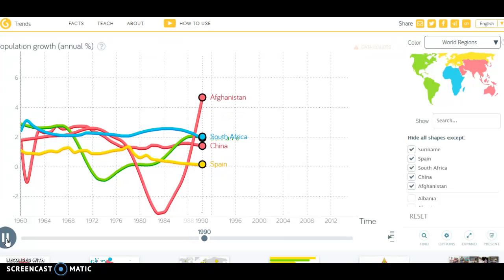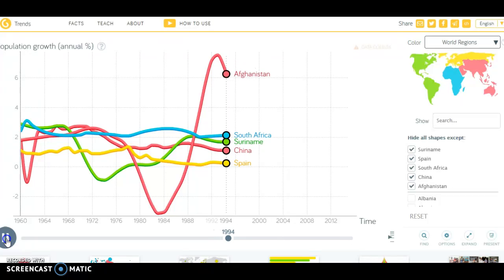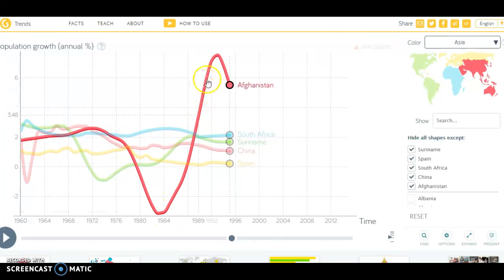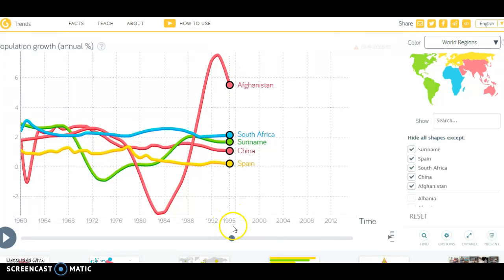As you can see, Afghanistan, whoa, here is a big difference. Look, in 1984, Afghanistan was at the bottom, and then it increased here in 1995. In 1995, Afghanistan increased their population growth. They were at the highest point at that moment.